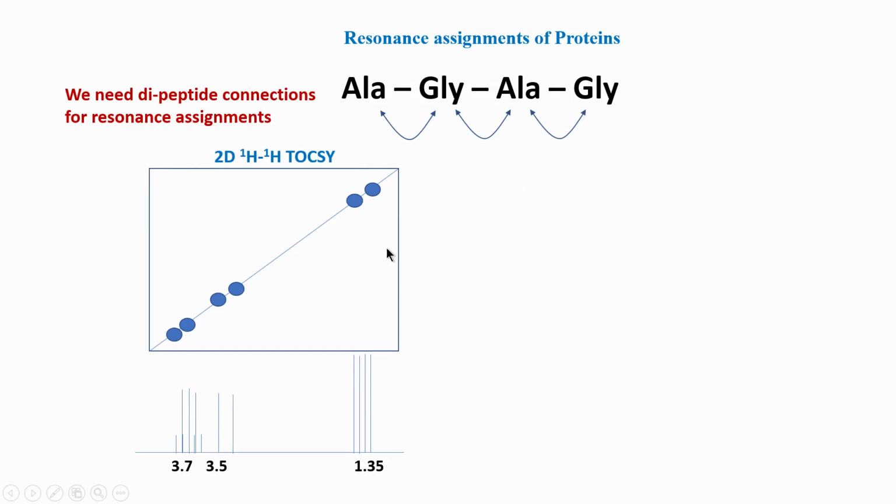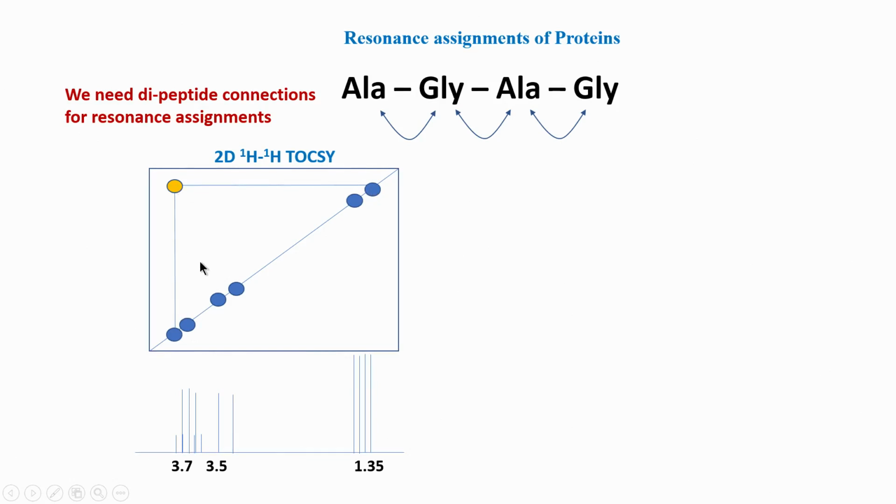So, which experiment will give me that information? TOCSY will not give me that. So, let us see what we get in TOCSY. In a TOCSY we simply get information of connectivity within one amino acid. So, this is an alanine. This is what I showed in the 1D, there are 2 alanines here. The one which is connected to this, its corresponding partner, is connected with a cross peak. So, this is one spin system.